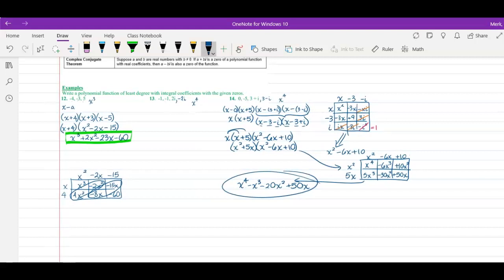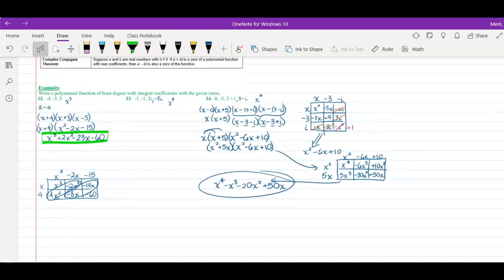Now that one was a lot harder than number 12, but it's the same method. You just keep multiplying the factors together until you get one polynomial with integral coefficients.